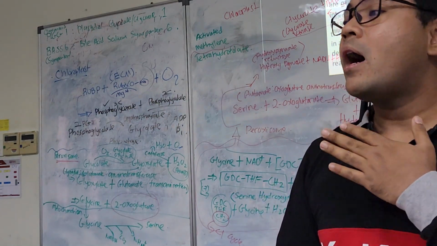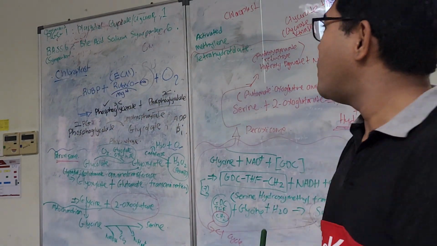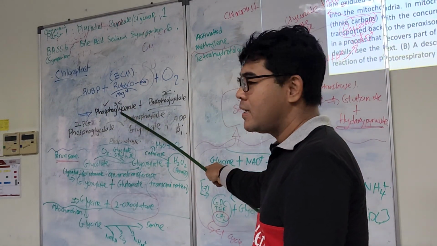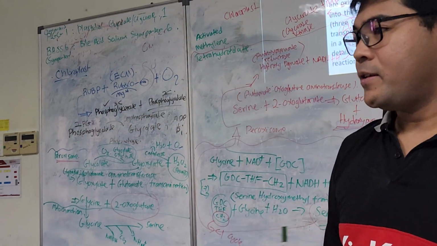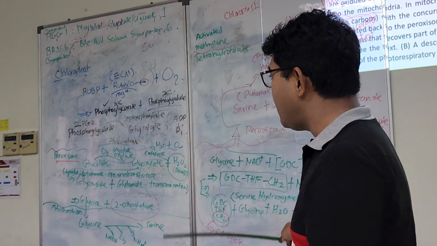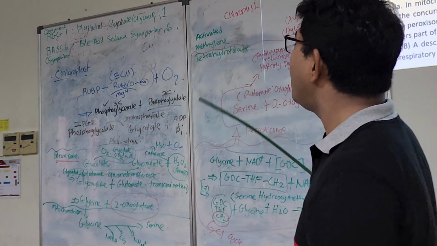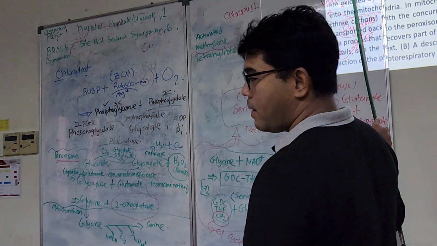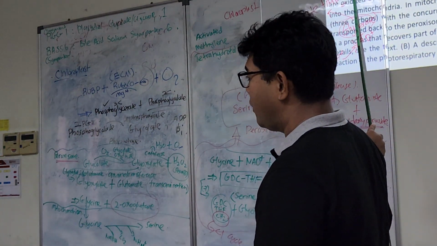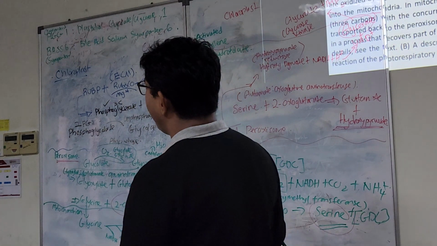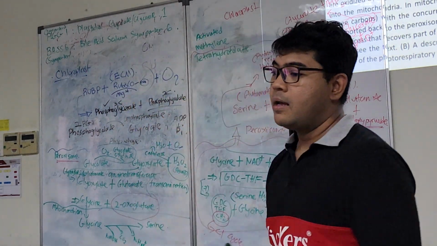In our interest, because we always want sugar precursors, it is a wasteful process because it uses ATP and ADP just to go all the way to get this back, because it cannot convert from phosphoglycolate to phosphoglycerate.